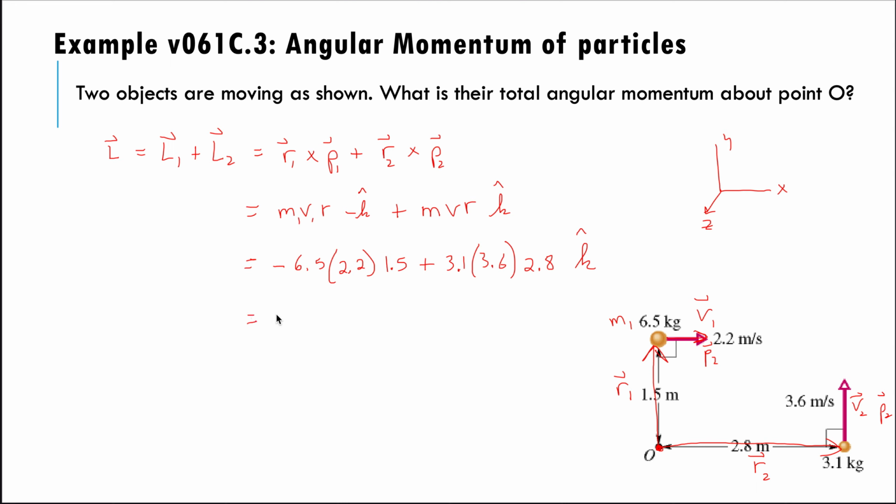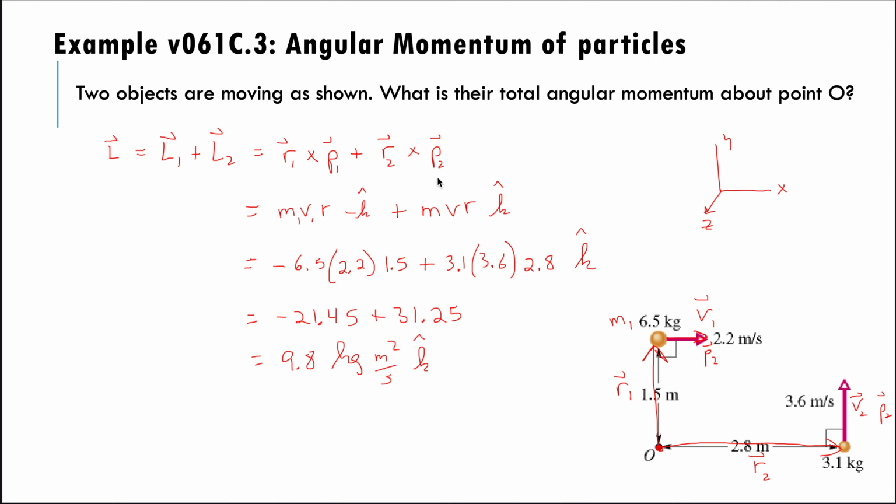We're going to get negative 21.45 plus 31.25. So our final answer is going to be 9.8. Don't forget the units: kilograms meters squared per second in the k direction, or positive z direction.